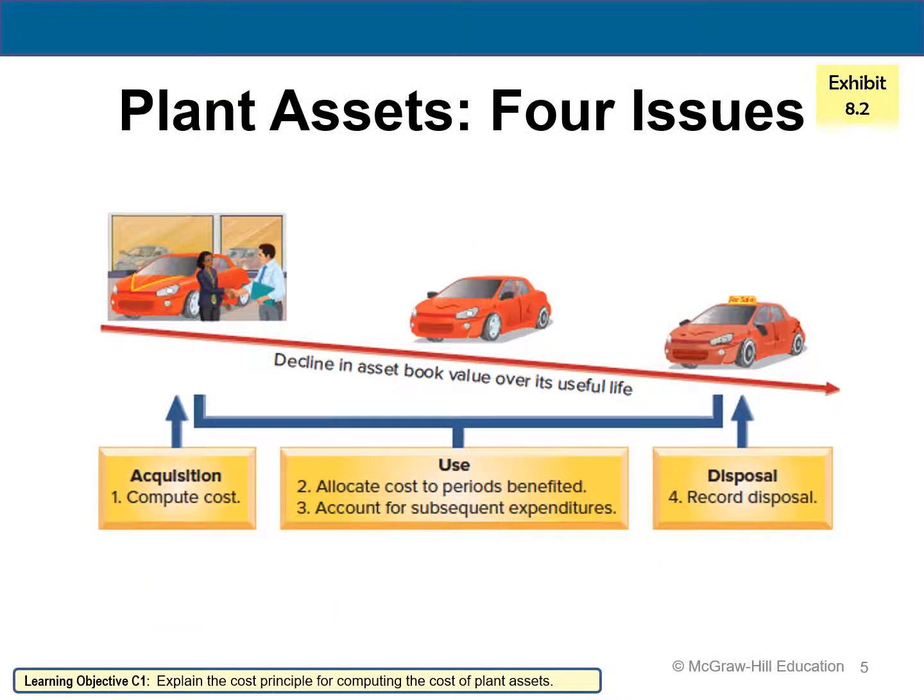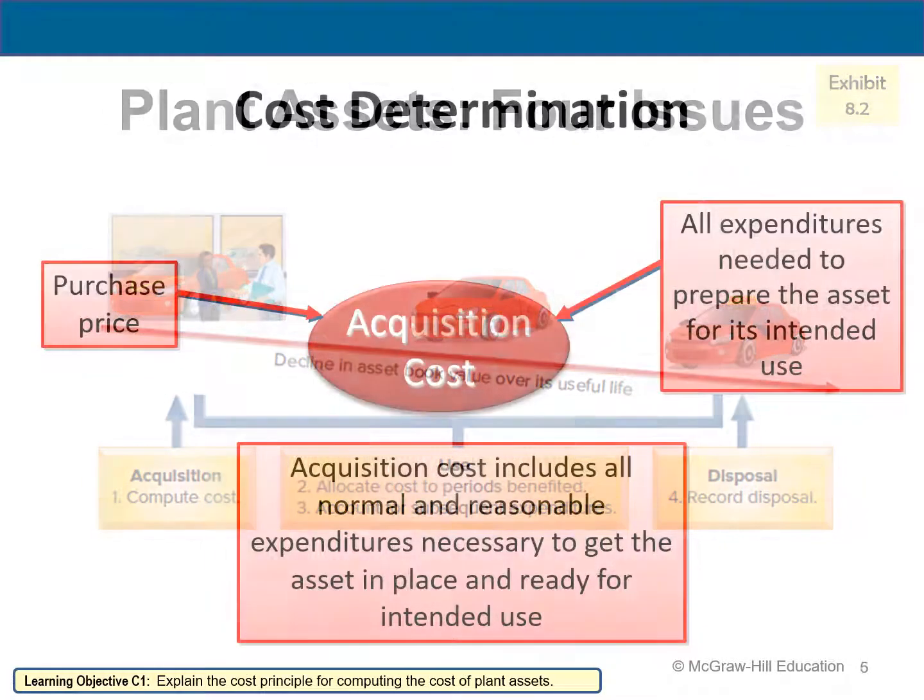So four issues related to plant assets. We have to first compute acquisition costs. We have to allocate the costs to the periods that we think are going to be benefited. We have to account for subsequent expenditures, and we have to record the disposal of those assets.